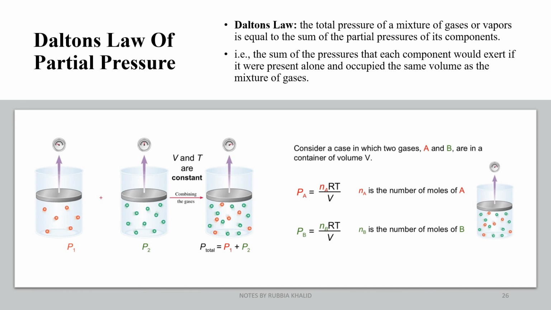So here in the diagram given on the screen, there is pressure 1 in container 1 and pressure 2 in container 2. Using Dalton's law, we're going to sum the total pressure, which is P1 plus P2. Using the formula PV equals nRT, you're going to calculate the pressure of cylinder 1 and then the pressure of cylinder 2.